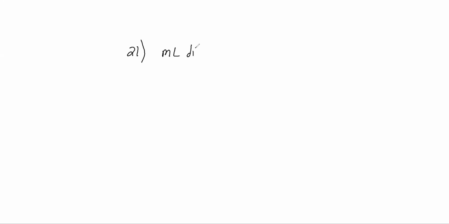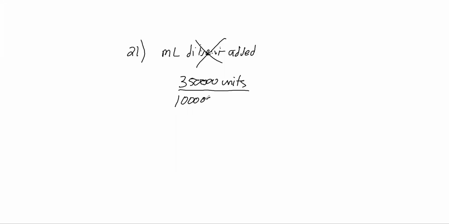So where it says milliliters diluent added, you can cross that out. Just ignore that table every single time. And then all you need to do is take the 350,000 units over the strongest concentration, which is the 1 million units, and then times 1 milliliter, and you get 0.35 mL.